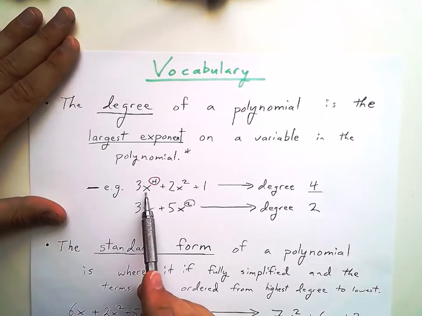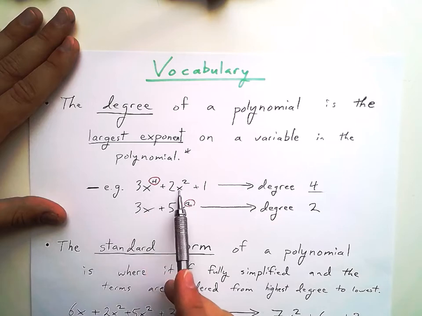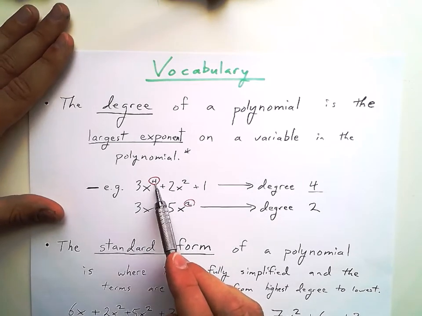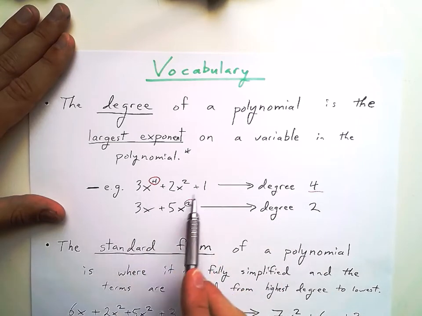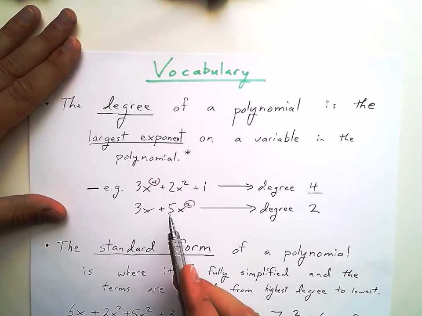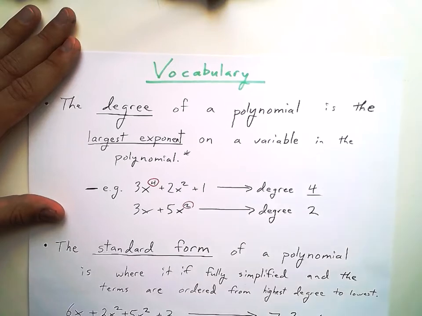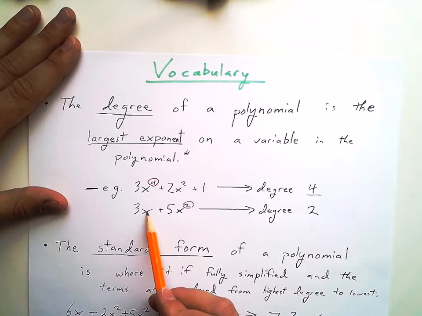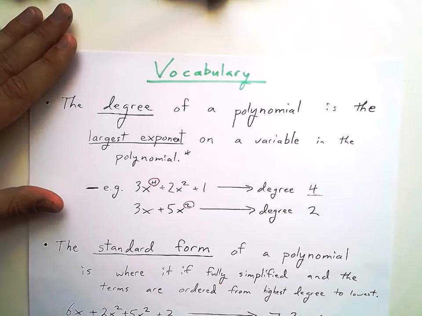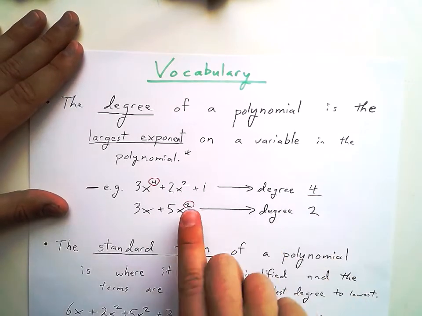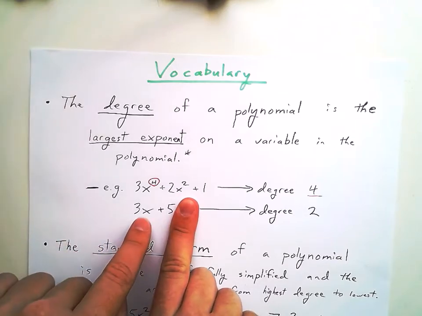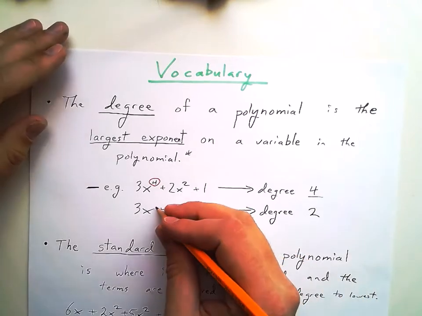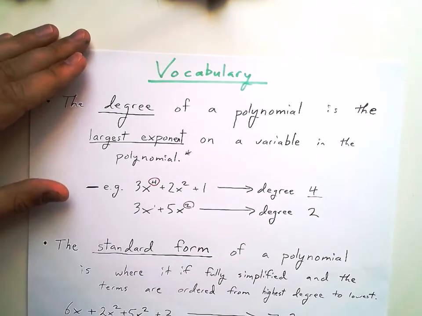In this example, there's x to the fourth and x squared. 4 is the biggest exponent on the x's, so this would be a fourth degree polynomial. This one right here would be a second degree polynomial because x squared is bigger than x to the first power. If there was no x squared, 3x plus 5 would be a first degree polynomial, right? Because x is really x to the first.